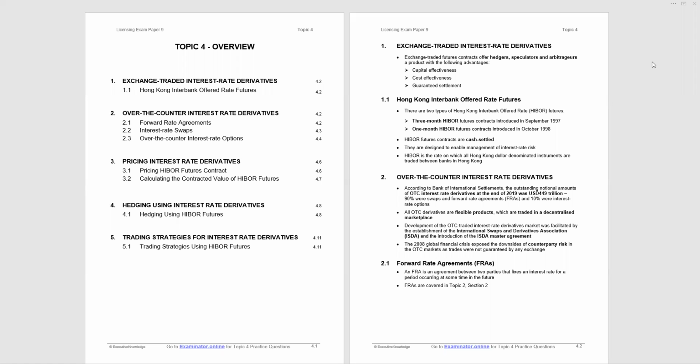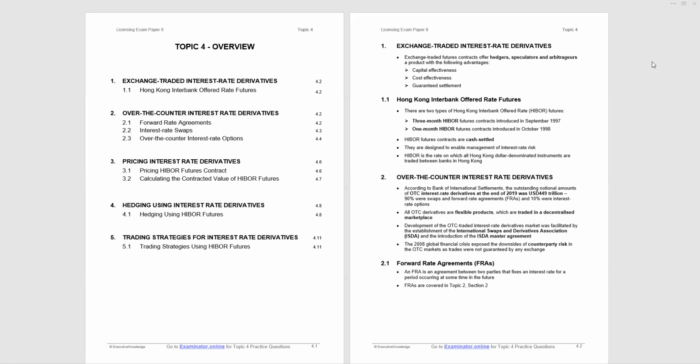Now, the HIBOR futures contracts are cash settled and designed to enable management, as I said earlier, of interest rate risk. And it's HIBOR, that's the rate which all Hong Kong dollar-denominated instruments are traded between banks in Hong Kong. Now, over-the-counter interest rate derivatives, the majority of them are swaps and FRAs, with some of them being interest rate options.